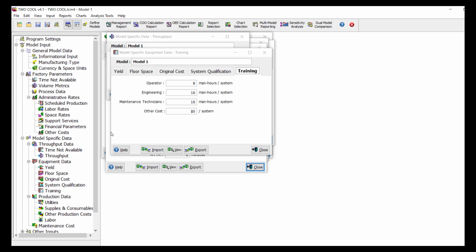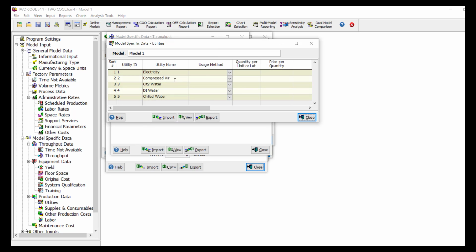The next area is production data. The first area is utilities, and I see the equipment uses electricity and natural gas. Let's update the label for the second record. The usage method allows us to allocate costs on a per unit of production, time, or lot basis. Your data is annual per system, so let's make those updates.